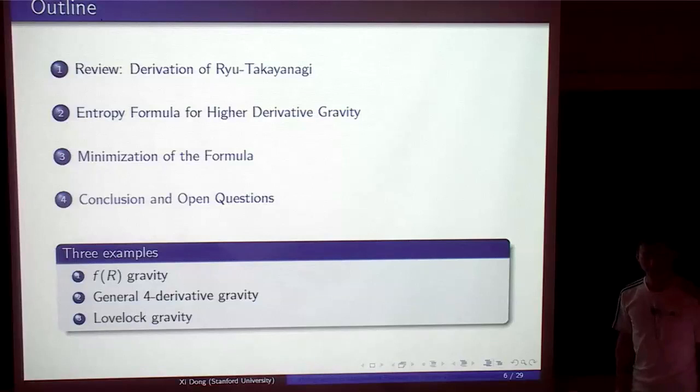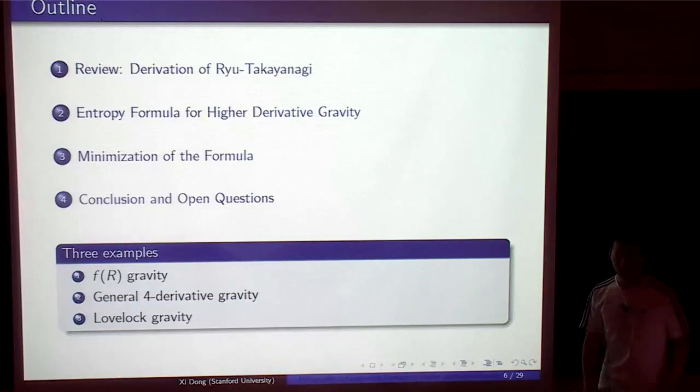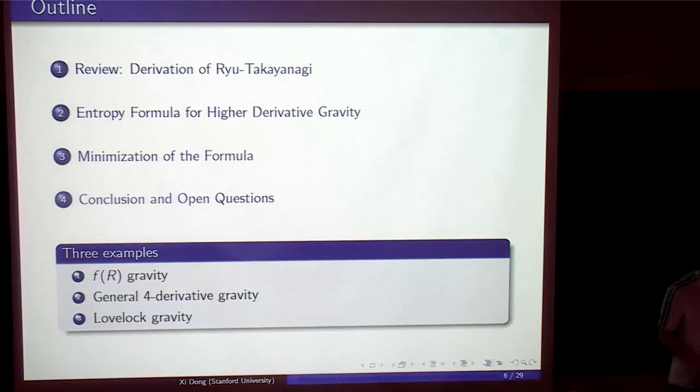Remind us of Lovelock. Yeah, Lovelock gravity is a particular contraction of, say, p Riemann tensors. And I can write down the Lagrangian in a moment. One can use the generalized delta function to write down the Lagrangian. So maybe I can show that later. It's the most general theory of gravity that has only two derivatives in the equations of motion. Yes, that's right.